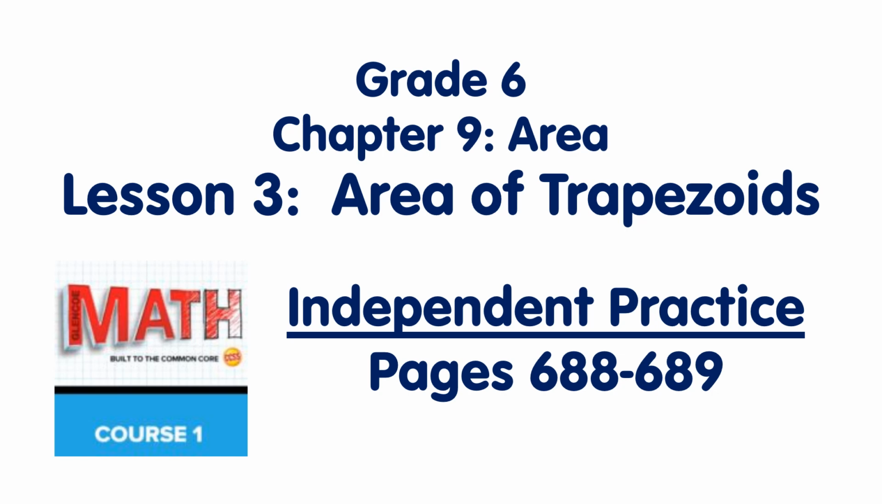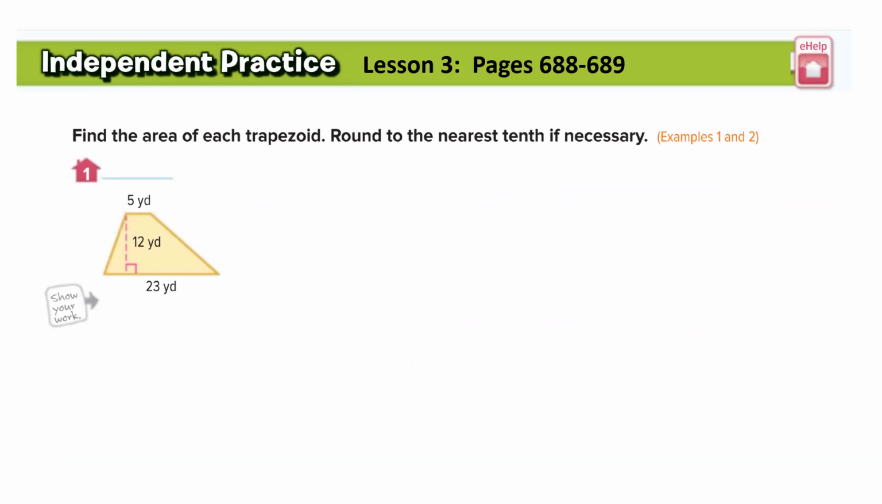In this video, we will be going over the answers to Grade 6, Chapter 9, Lesson 3, Area of Trapezoids, Independent Practice, pages 688 through 689. Independent Practice Lesson 3, Question 1. Find the area of each trapezoid. Round to the nearest tenth if necessary.